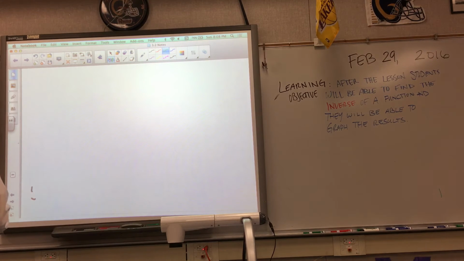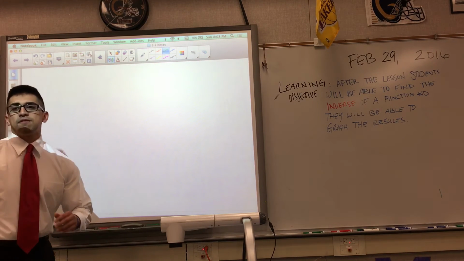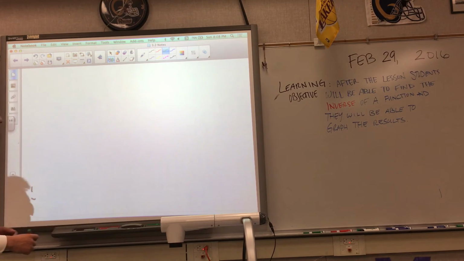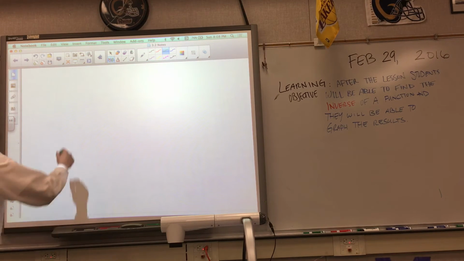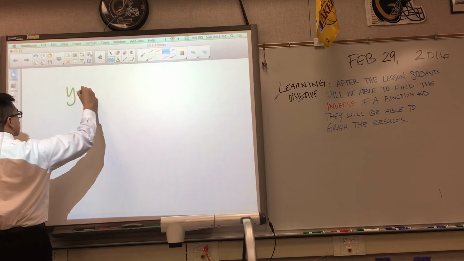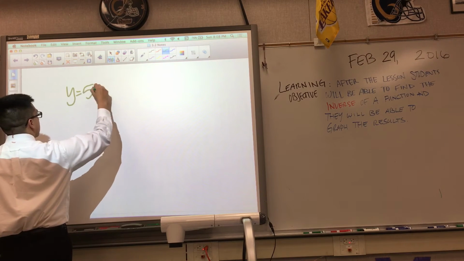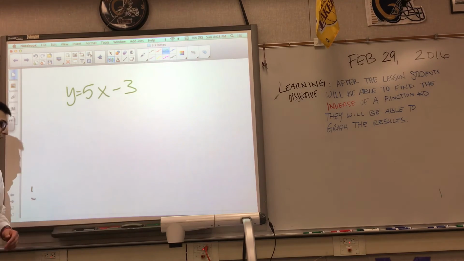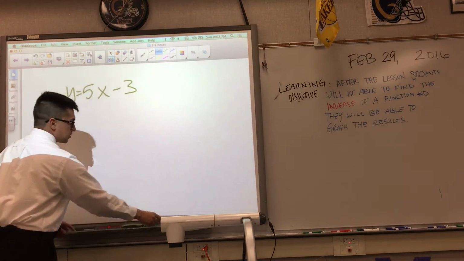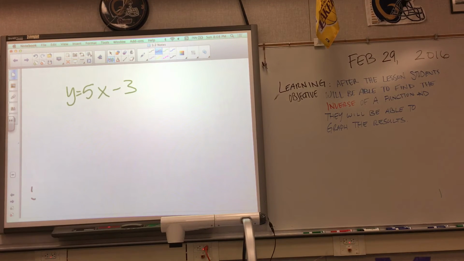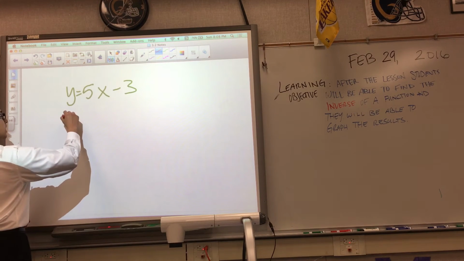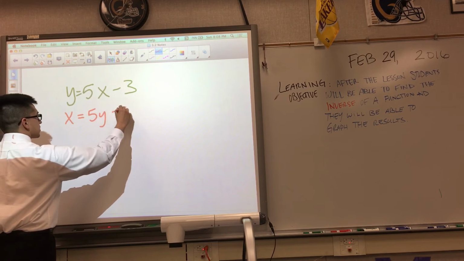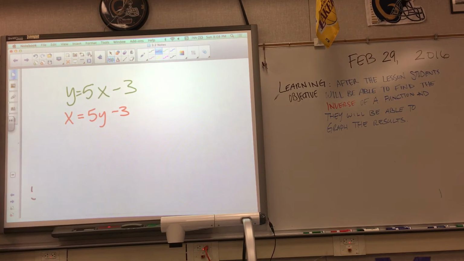So this is what we're doing today. We're going to be finding the inverse function of a function. Say we're given this function here, something similar to what we just wrote, y equals 5x minus 3. Just like Eric said, we're going to switch the y and the x in the variables. So we're going to get x equals 5y minus 3. Then what are we going to do?